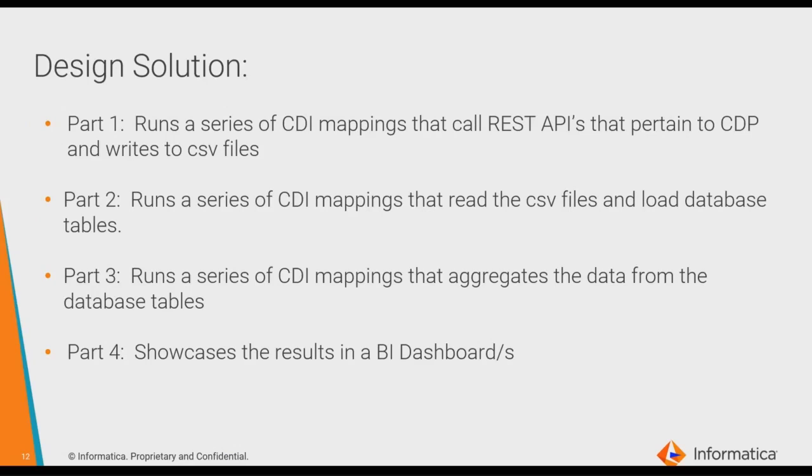The second part would run another series of CDI mappings that would read these response files, the CSV files, and load the data into database tables. The third part is a series of CDI mappings that aggregates the data from these database tables, all the responses that we've got from CDP. We are now going to aggregate that data and build some statistics out of that.